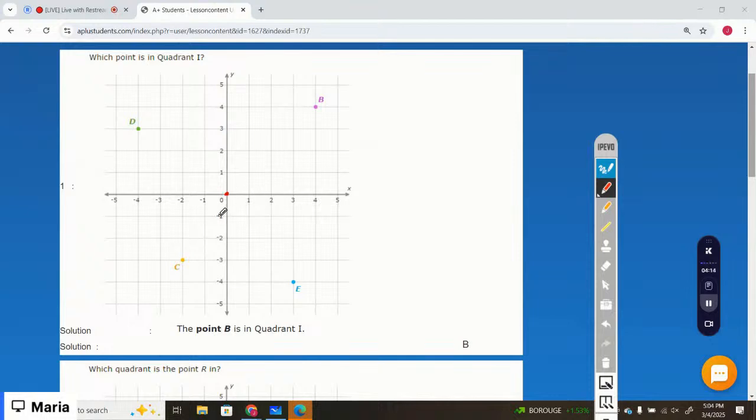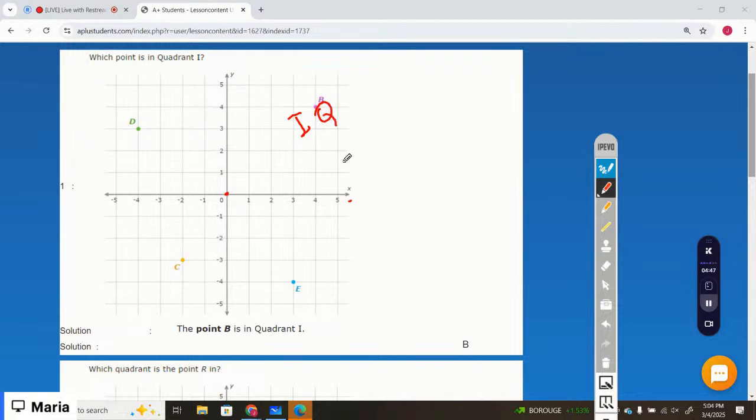So that is the origin. This is the x-axis, and this is the y-axis. Here is the origin, 0. On the right hand side, you have all the positive values, and on the left side, you have all the negative values. Same way above the origin, you have all the positive values, and below the origin, you have all the negative values.